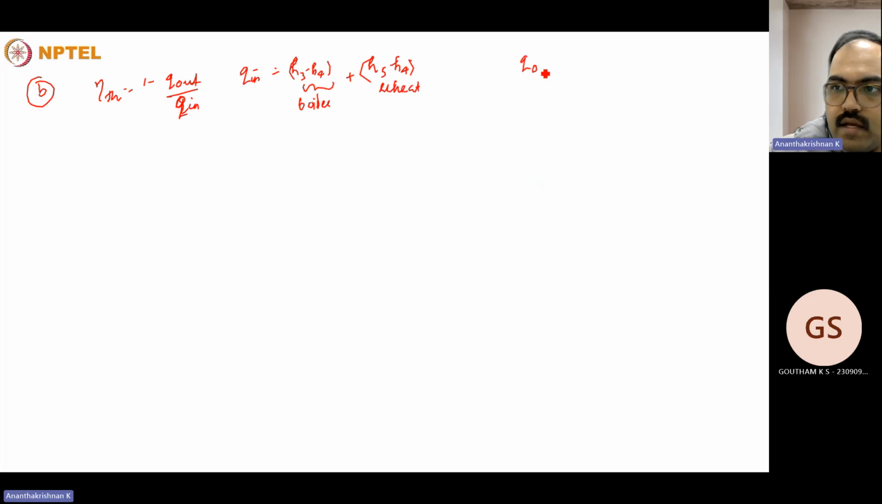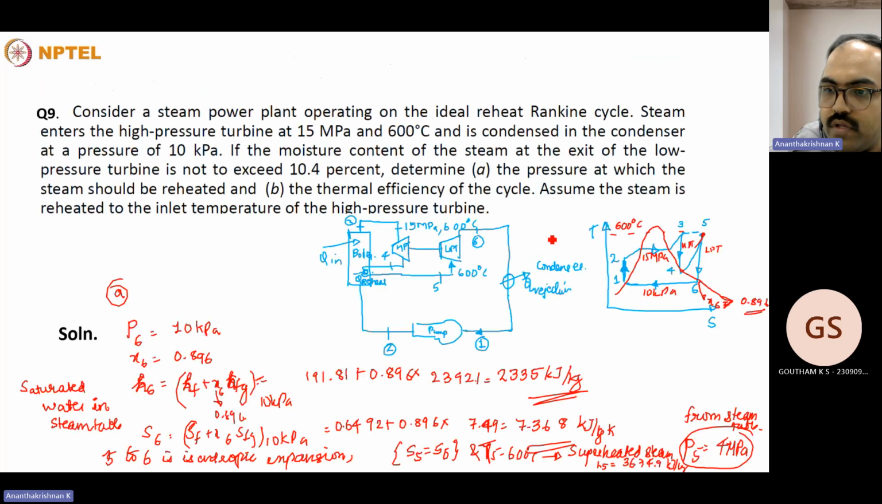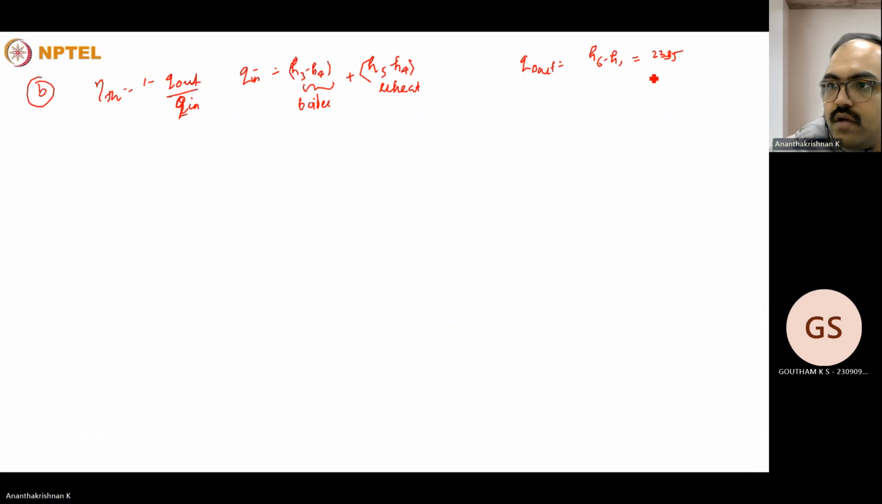And heat output will be equal to H6 minus H1, that is in the condenser. We know the H6 and we know H1 as well. So straight away H6 will be 2335. We have already calculated 2335 and H1 will be HF at the 10 kilopascal, that is 191.81. So that will be equal to 2143.3 kilojoule per kilogram. Okay, so Q output we can get straight away. Now we need to calculate the heat input. So in this one we know H5, we calculated it already. Now we need to calculate H4 and H3 and H2.